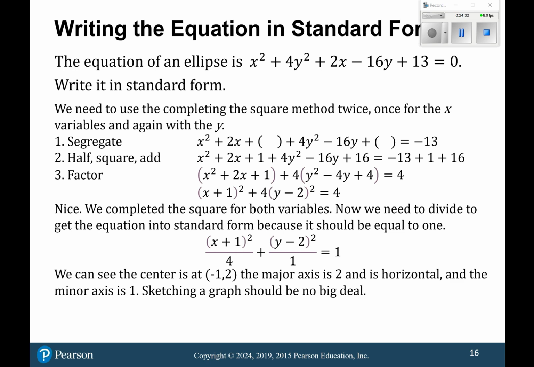So the center of this ellipse will be at, again, change the signs, negative 1, 2. The major axis is horizontal because, again, the denominator under the x is bigger than the denominator under the y. A squared is 4, so that means a is 2 for the major axis. The square root of 1 is 1, so the minor axis is 1.